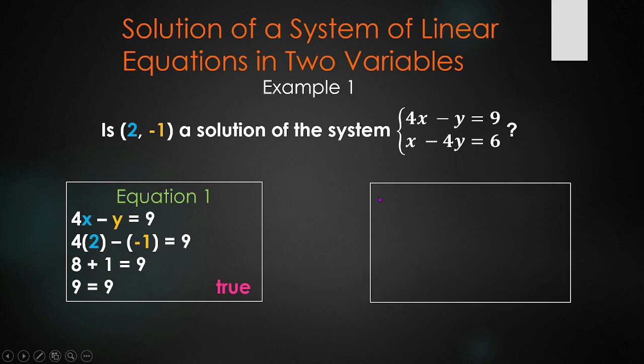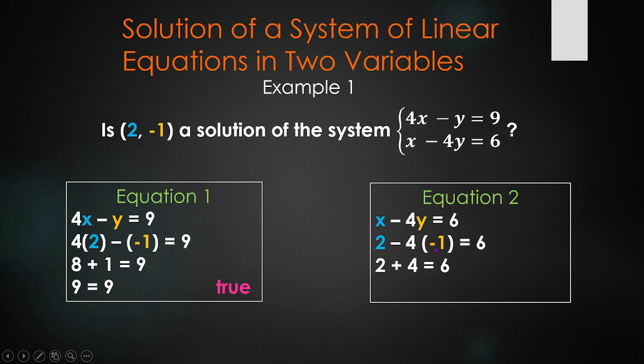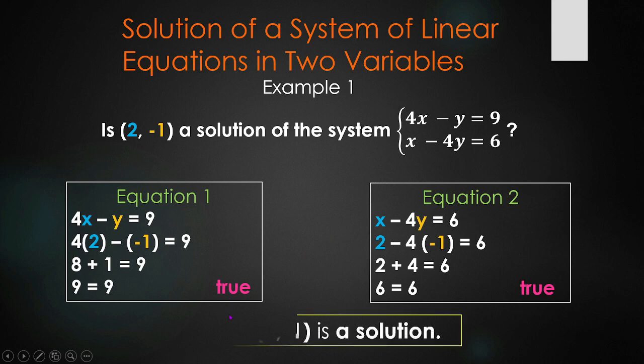Now, let's have the second equation. Let our second equation be x minus 4y equals 6. Let's do the same procedure. We substitute 2 to x and negative 1 to y. So we have 2 minus 4 times negative 1 equals 6. Let us perform the operations. So we have 2, negative 4 times negative 1 is positive 4. That's why we have 2 plus 4. And what is 2 plus 4? The answer is 6. Now we have 6 equals 6. Is this true? Yes, this is a true statement. Now, if the given ordered pair makes both equations of the given system true, we can say that the given ordered pair (2, negative 1) is a solution.